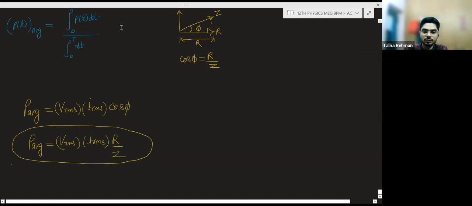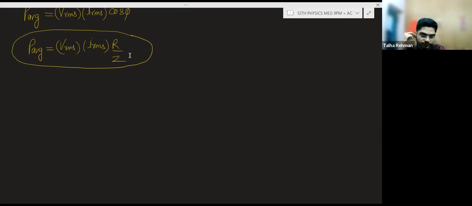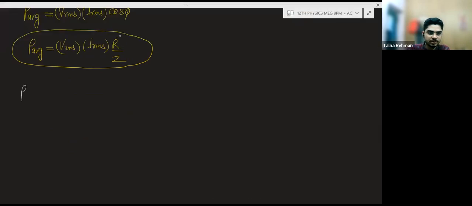Okay, so now we will discuss the power factor for different circuits. One by one, we will discuss power factor. Power factor is basically cos phi.